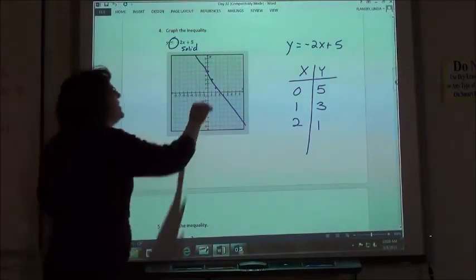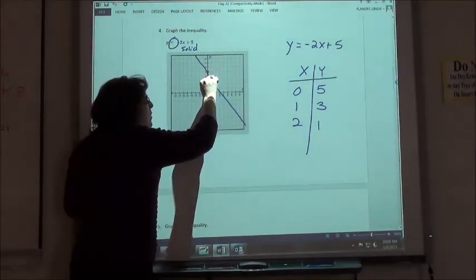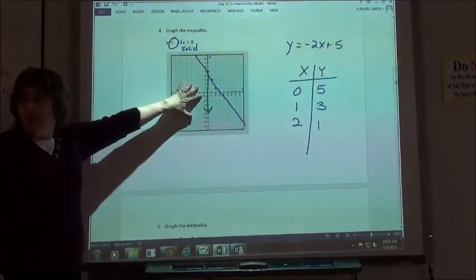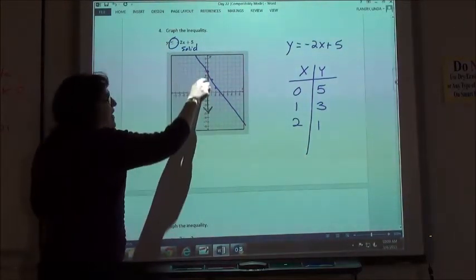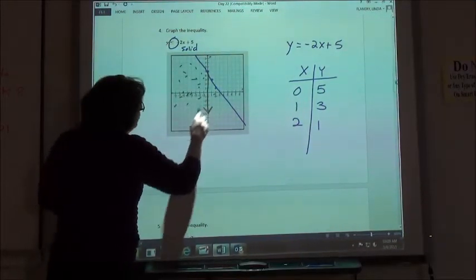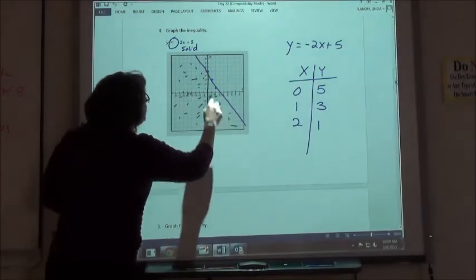I'm shading less than, so look at your y-intercept and go straight down. That's where you want to shade, this section of your graph. Y is less than, so I would go down from my y-intercept. And so, although it looks like it's shaded on the left, it's really shaded below the line.